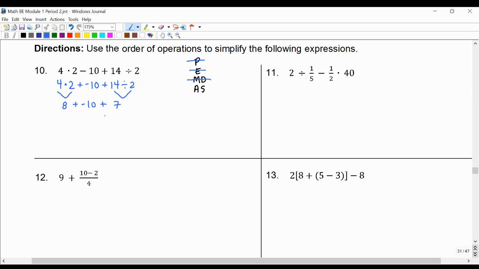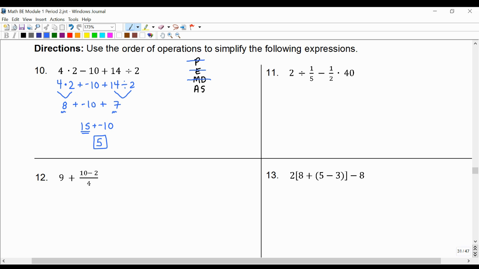Then I'm into add, subtract. If it's all addition, then technically I can add in any order I want. If I want to first add the positives and then deal with the negative, I can, which leaves me with an answer of 5. 15 is more dominant. It's positive, and 15 minus 10 is 5.